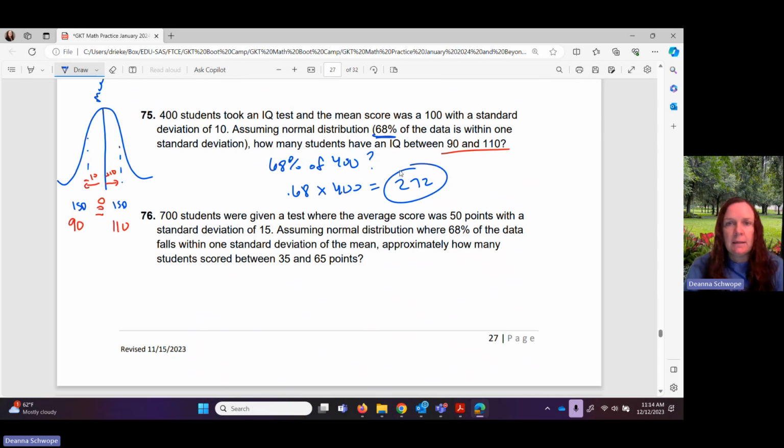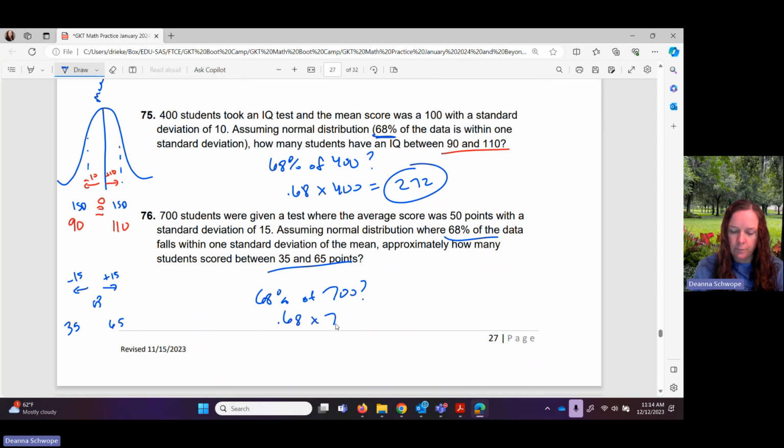76 is the same thing. Tests were given, average score was 50 points. So that's that middle, with a standard deviation of 15. So minus 15 one way, plus 15 the other. So that means we have a range of 35 to 65, which is what they told us. And that, again, we know is 68%. So 68% of 700, change it to a decimal and multiply, and you get 476.